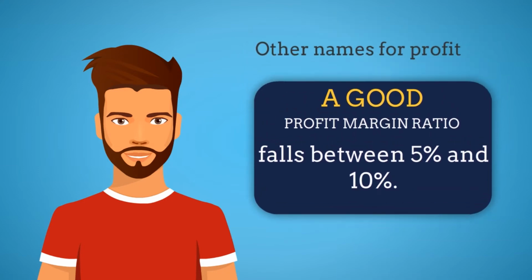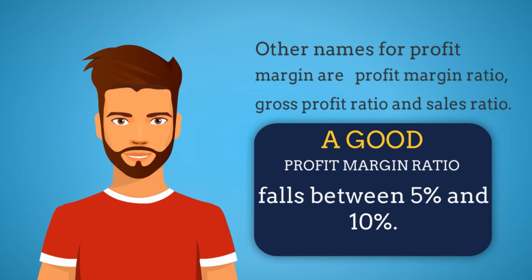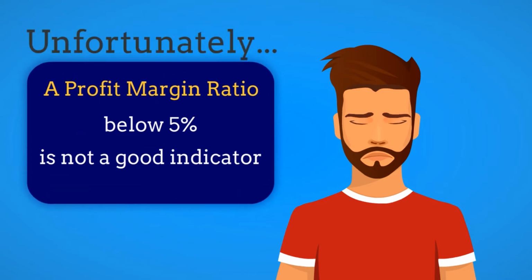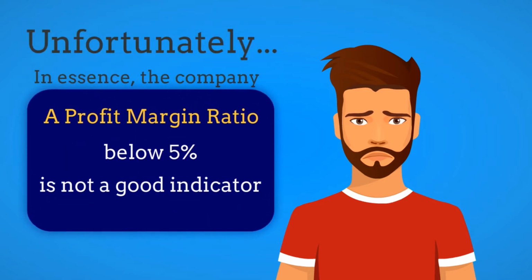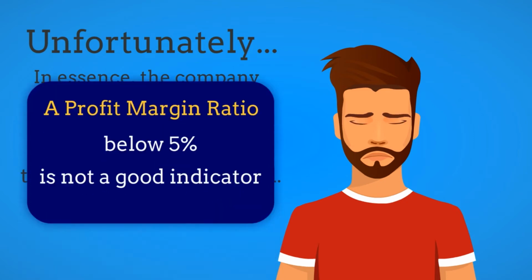Other names for profit margin are profit margin ratio, gross profit ratio and sales ratio. Your profit margin can tell you how well your business performs compared to other market players in your industry. Although there's no magic number, a good profit margin will typically fall between 5% and 10%. Below, we've compiled the net profit margins for common small business sectors. In essence, the company isn't generating strong sales prices relative to their cost of goods sold.